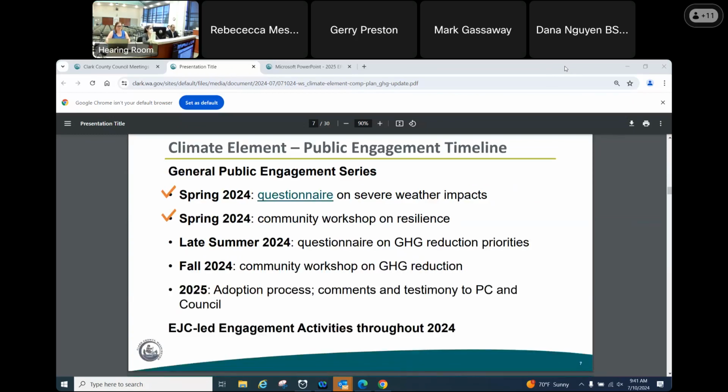And then this is also just another timeline reminder of the schedule of our broader public engagement work. We have had a community workshop since we last met with you on resilience, and we'll be wrapping up our early project community engagement work in the next few weeks so that we can shift to focus on the greenhouse gas reduction community engagement. Next slide.